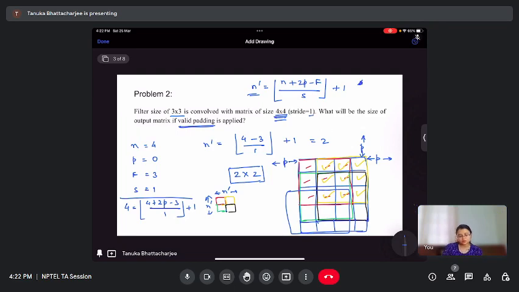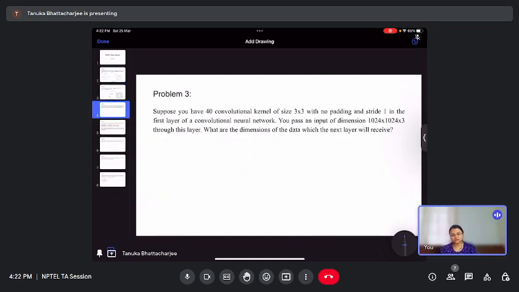Filter and the kernel both are same, madam? Yeah, both are same basically. Oh, okay. So, in this case it is coming 1. Okay, then let us move on to the next one.